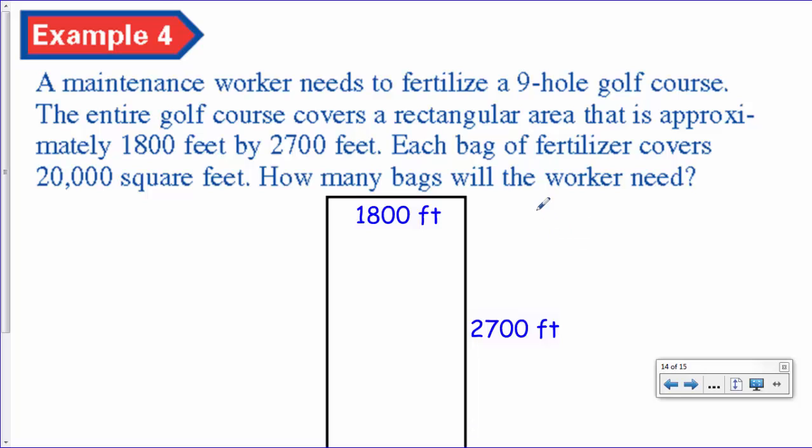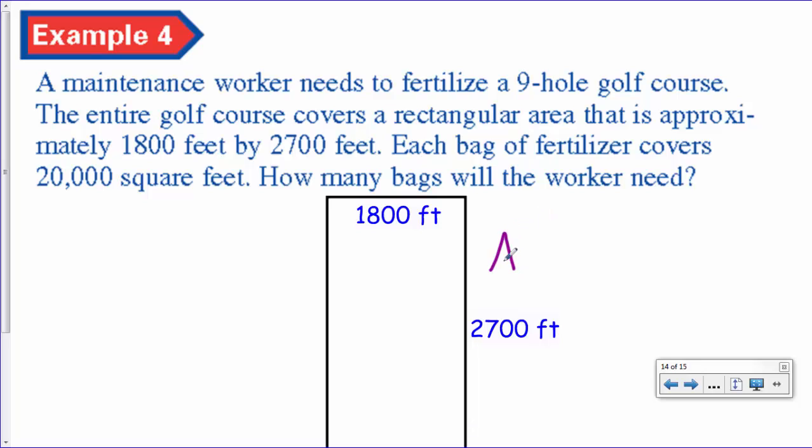For our next example, we have a maintenance worker who needs to fertilize a 9-hole golf course. The entire golf course covers a rectangular area approximately 1,800 feet by 2,700 feet. Each bag of fertilizer covers 20,000 square feet. How many bags of fertilizer will the worker need?